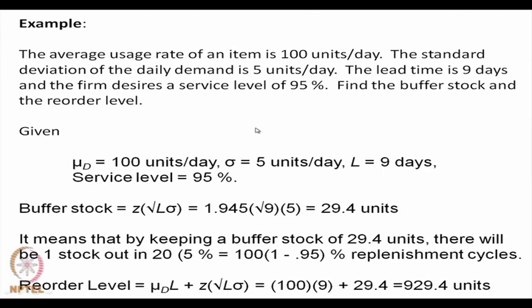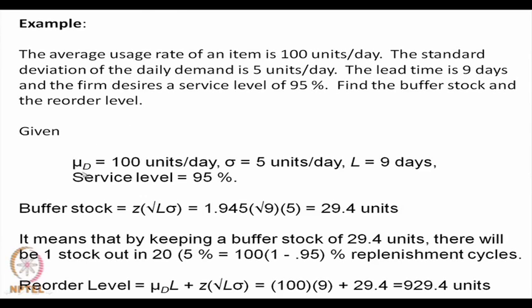We take an example to illustrate this case. The average usage rate of an item is 100 units per day. The standard deviation of the daily demand is 5 units per day. The lead time is 9 days. The firm desires a service level of 95%. Find the buffer stock and the reorder level.